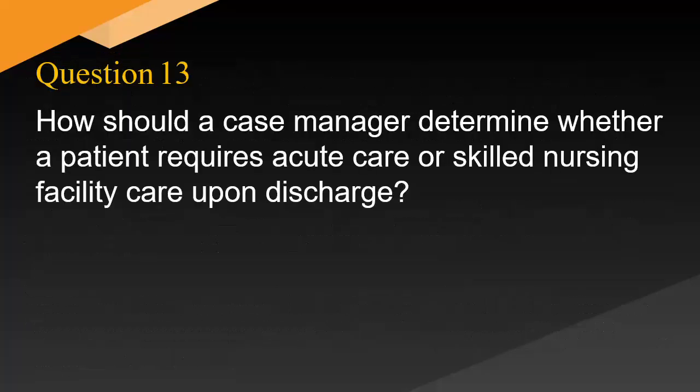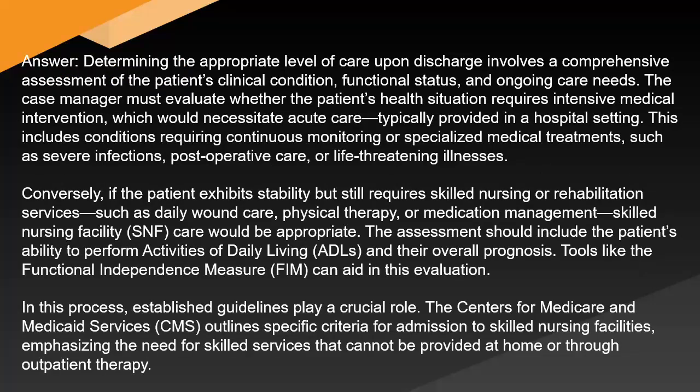How should a case manager determine whether a patient requires acute care or skilled nursing facility care upon discharge? Answer: Determining the appropriate level of care upon discharge involves a comprehensive assessment of the patient's clinical condition, functional status, and ongoing care needs. The case manager must evaluate whether the patient's health situation requires intensive medical intervention, which would necessitate acute care, typically provided in a hospital setting. This includes conditions requiring continuous monitoring or specialized medical treatments, such as severe infections, post-operative care, or life-threatening illnesses.